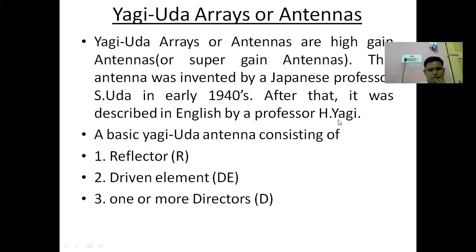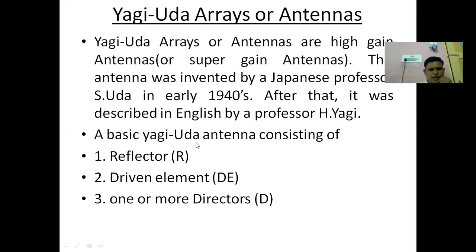Professor Yagi translated those Japanese scripts into English, and tried to design the antenna, and it became available for use from that day onwards. That's why this antenna is called the Yagi-Uda array or Yagi-Uda antenna. This antenna has been available for our use from the 1940s onwards.